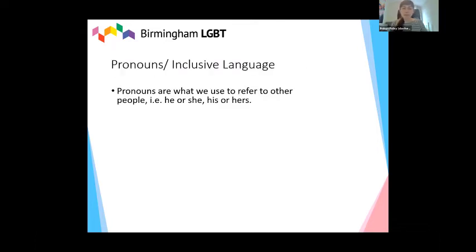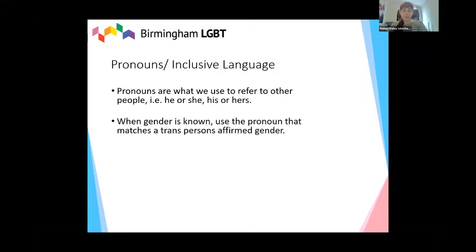In terms of pronouns, these are what we use to refer to one another. Most people use he or she, his or hers. And when you know the gender of a trans person, you should use the pronoun that matches a trans person's affirmed gender. So for a transgender woman, such as myself, my affirmed gender would be woman. So if you know someone is a transgender woman, you should be referring to her using she, her, and hers. If you know someone is a transgender man, you should be referring to him with he, him, and his.